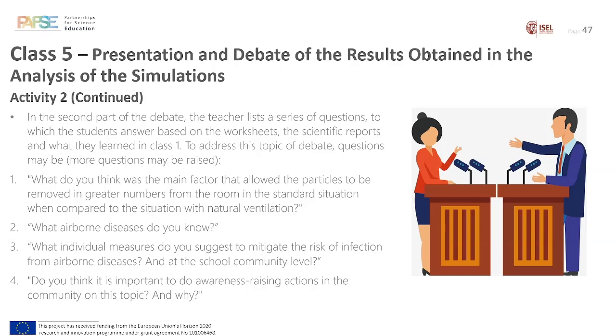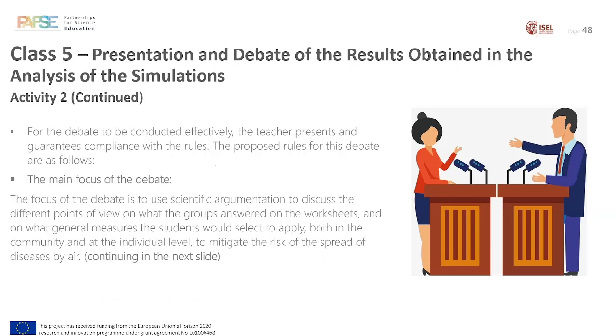And in the second part of the debate, the teacher lists a series of questions to which the students answer based on the worksheets, the scientific reports, and what they learned in class 1. So these are some suggestions of questions that teachers can ask their students in the second part of the debate. And the main focus of the debate should be the general measures that students will select to apply both at the community and the individual level to mitigate the risk of spread of diseases by air, using the scientific argumentation that they produced with the scientific reports, with the questions from the worksheets 2, 3, and 4, and from the aspects they analyzed in the videos of classes 3 and 4.